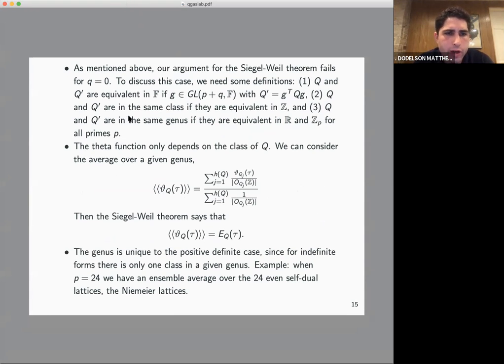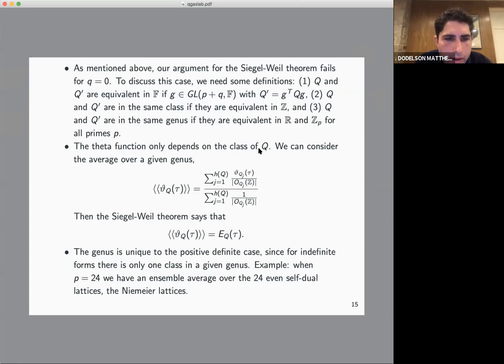I'll say that Q and Q prime are equivalent in a field F if there exists some matrix such that they're equivalent under transposition. Q and Q prime are in the same class if they're equivalent in Z, and Q and Q prime are in the same genus if they're equivalent in the real numbers and in the p-adic numbers for all primes p. The theta function is invariant if we apply a GL(2,Z) transformation, and so the theta function only depends on the class of Q.